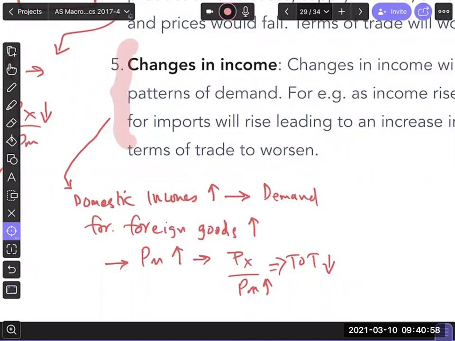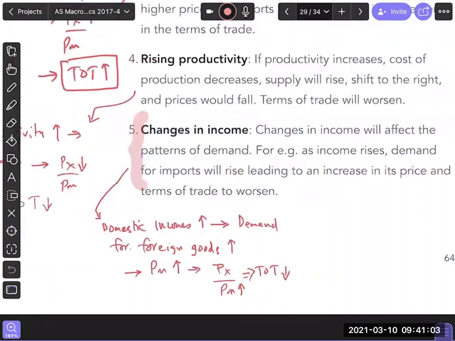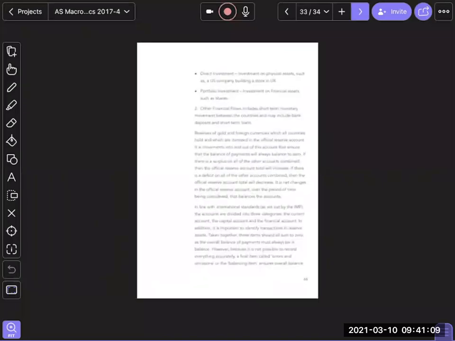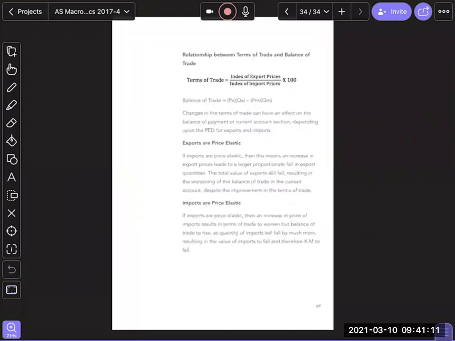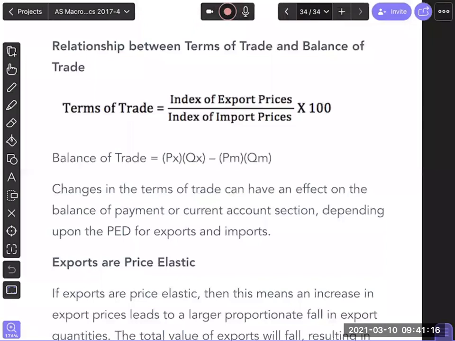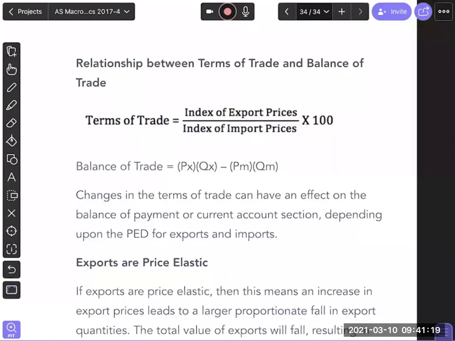Okay. Now, guys, I'm going to talk about balance of payments tomorrow, but I want to talk about the relationship between terms of trade and balance of trade, something which we've just been talking about. For us, the terms of trade is important, but balance of trade is more important. So terms of trade is PX over PM times 100, but balance of trade is PX times QX minus PM times QM.